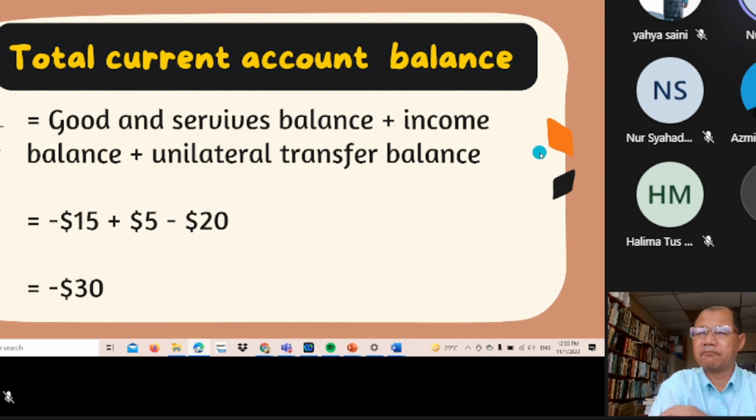Total current account balance: goods and services balance plus income balance plus unilateral transfer balance, negative $15 billion plus $5 billion minus $20 billion equals negative $30 billion.